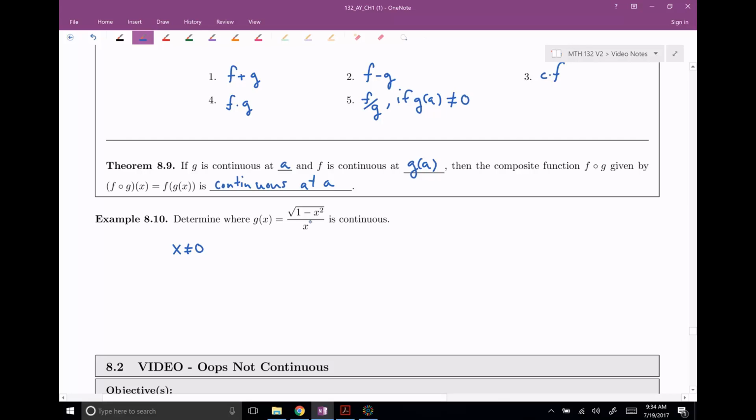So that is, whatever I'm plugging into the square root, in this case 1 minus x squared, I want to make sure that that's not negative. So that is that it's 0 or bigger. Okay, so I don't want x to be equal to 0, and I need to know when is this true, right? When is this inequality true?